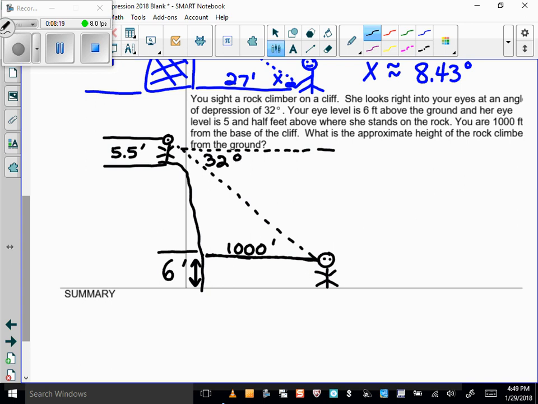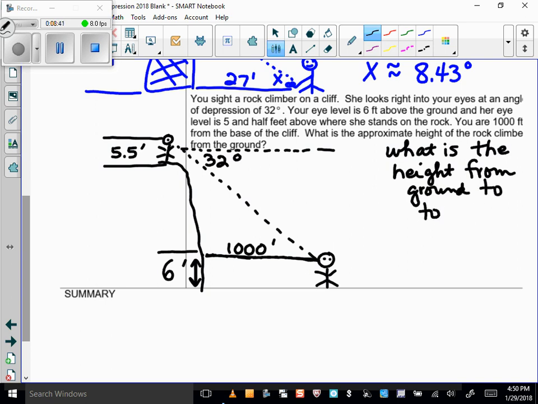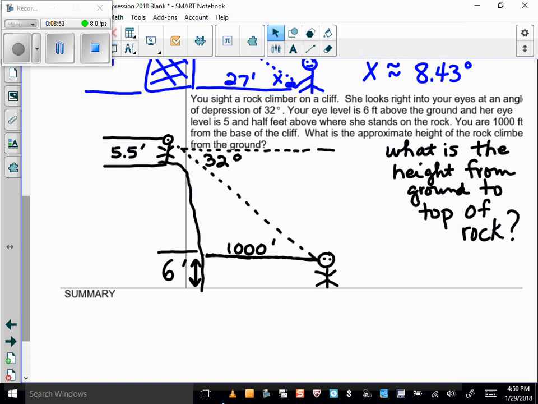Okay, this is not a very well worded problem. So what I really want to know is, what is the height of the rock? What is the height from the ground to the top of the rock where she's standing? So what we got to figure out here is, do we have any extraneous information in here we don't need? And I don't know, that makes this one a little bit more difficult.